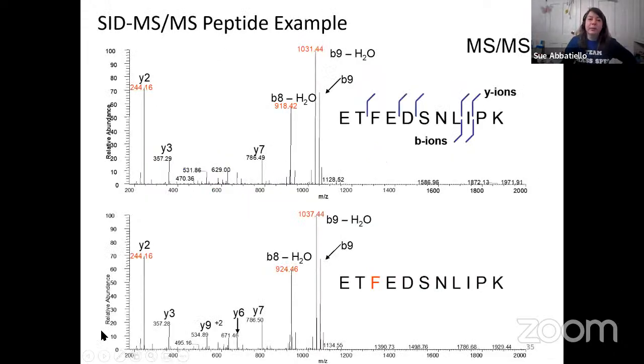And this is just an example of a light and a heavy peptide where the phenylalanine, in this case, this is super old. I was in grad school last decade. Anyway, this phenylalanine was the heavy labeled version.